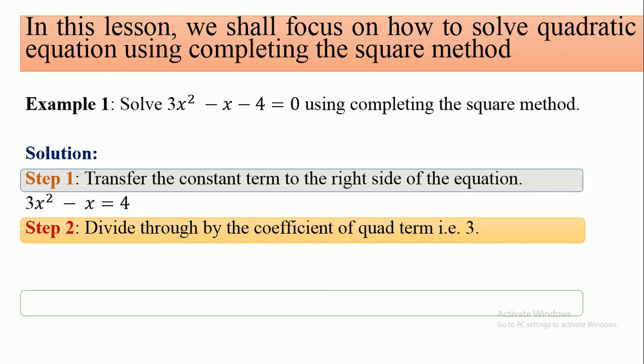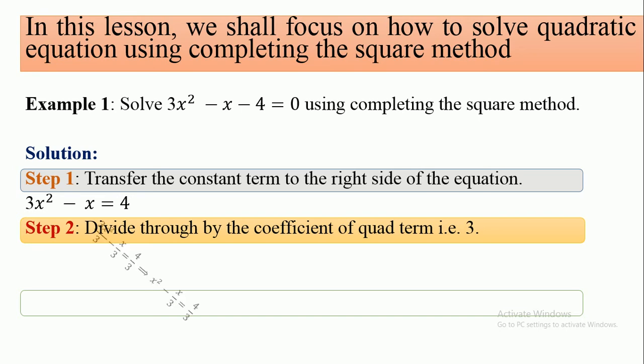Second step, having done the first step by taking the constant term to the other side, where we have 3x squared minus x equals to 4, divide through by the coefficient of the quad term. So you need to divide all this by the coefficient of the quad term. And what do we mean by this? We mean the coefficient of x squared. If it is y squared, coefficient of y squared. If it is p squared, coefficient of p squared. So you need to divide through each of these terms by the coefficient of x squared, which I call the coefficient of quad term.